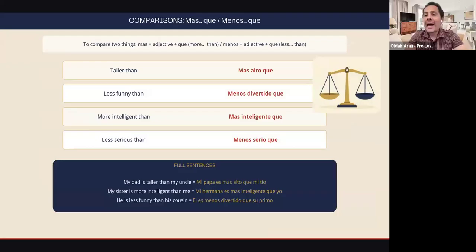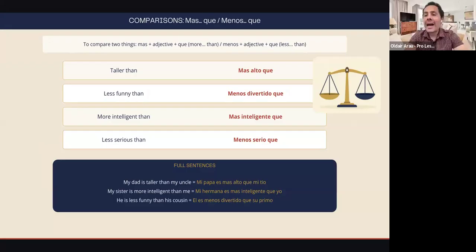All right, to compare, comparisons, okay? Taller than, less funny than, more intelligent than, less serious than. Comparisons. Taller than, más alto que. Less funny than, menos divertido que. More intelligent than, más inteligente que. And less serious than, menos serio que.